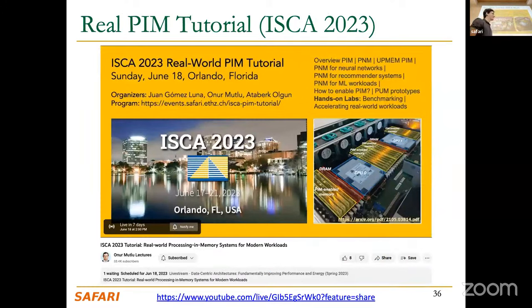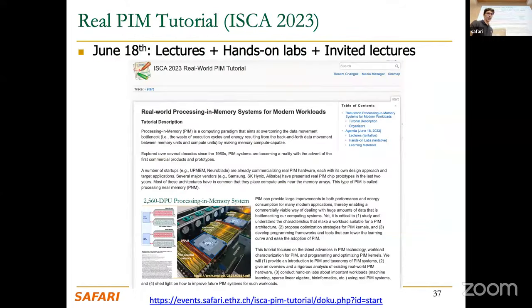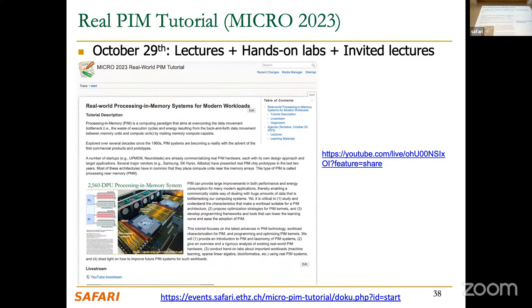We had one more edition of the tutorial. This one was in ISCA in June, and here we also had invited speakers, for example, Dr. Sukhan Lee from Samsung. He also talked about what Samsung is doing in the context of processing in memory, the devices that they are developing, and also partnering with AMD to integrate processing in memory capabilities in AMD GPUs and also in Xilinx FPGAs. And we will have probably the last edition of this iteration of the processing in memory tutorial in MICRO 2023, and this is going to happen on October 29th.